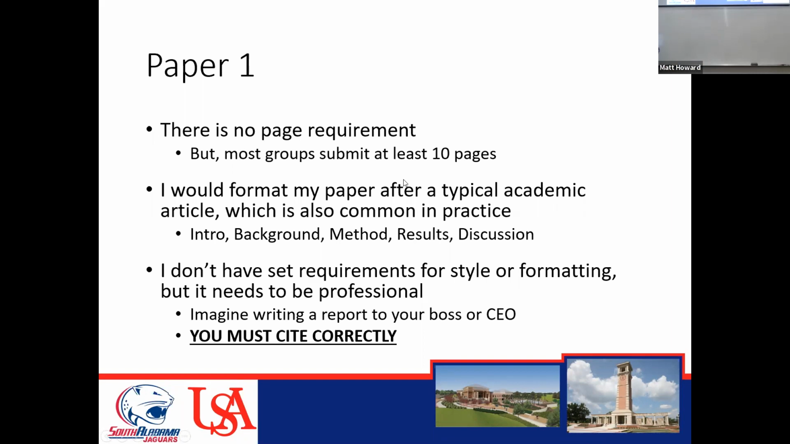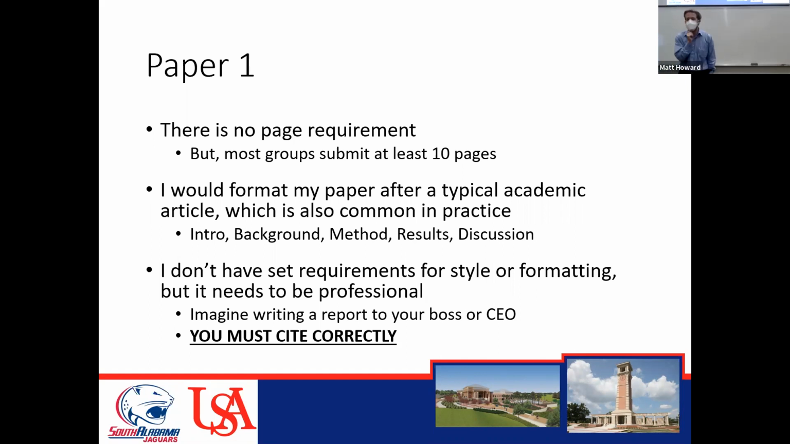All right, first though, I want to talk about two things. The first one is the first paper. I've been having some groups ask me questions, and I'm meeting with some groups today. But I thought I would just cover some very brief things about the paper. The first thing I want to note is there is no page requirement to the paper. There's no minimum, and there's also no maximum.